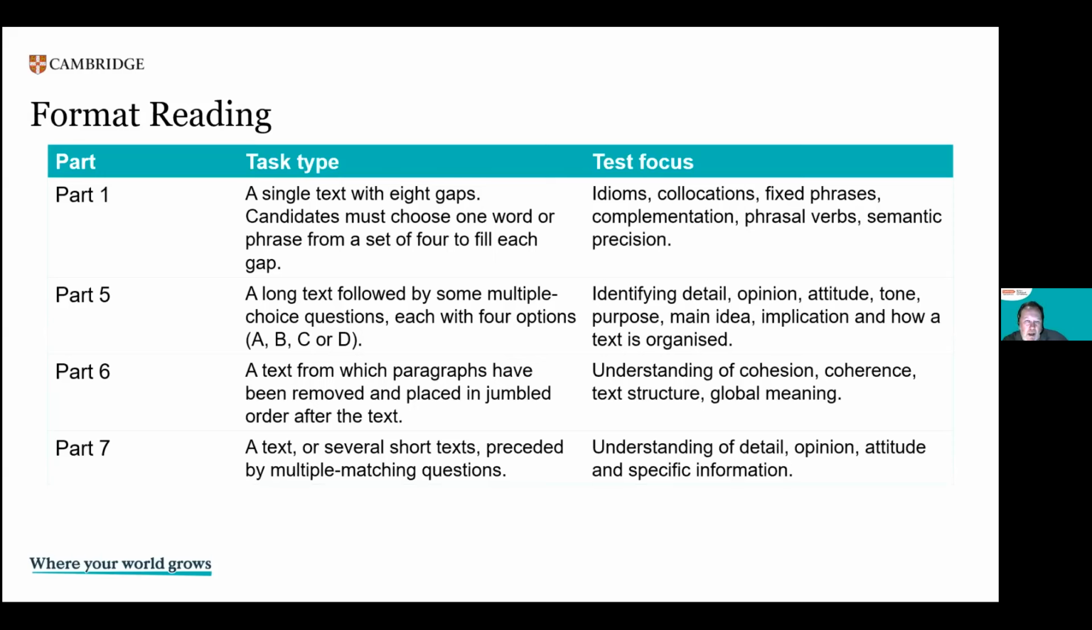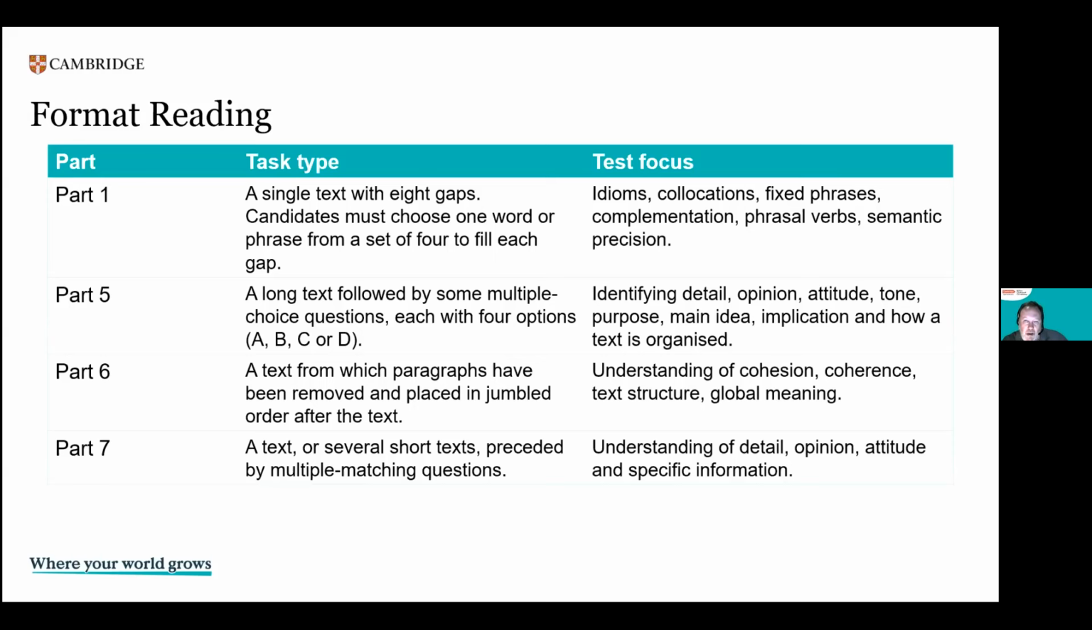Okay. Part 6 has a text from which paragraphs have been removed, and you have to put the paragraphs back in the right place. There will be a paragraph which you don't need to use. And in part 7, you have either a text or a number of short texts, and there are a number of questions before that which correspond to one or other of the texts, or one part or another of the single text. Okay. So here are the examples.